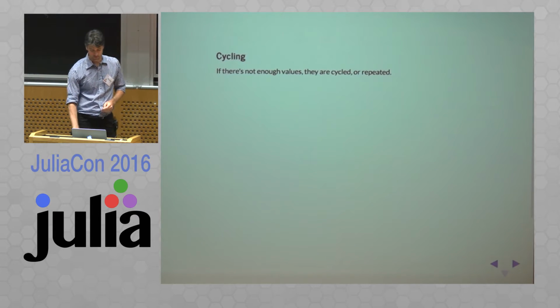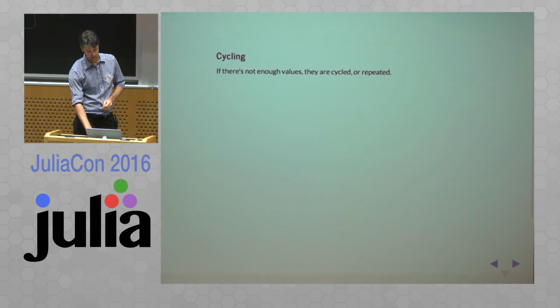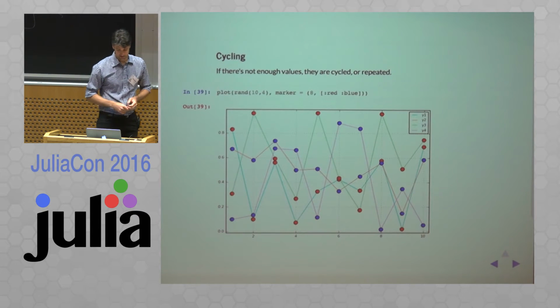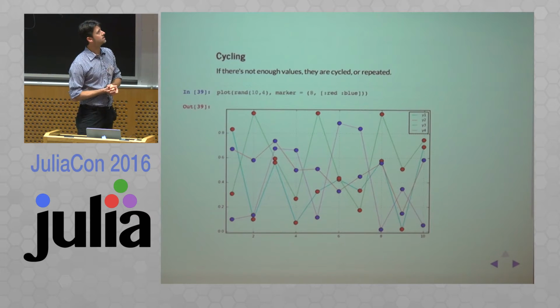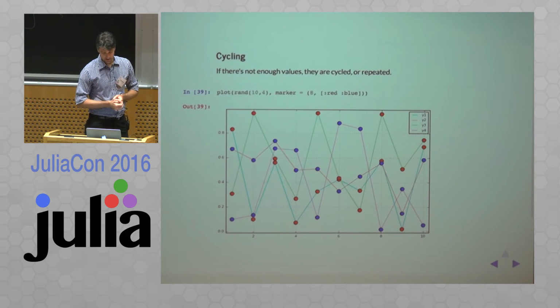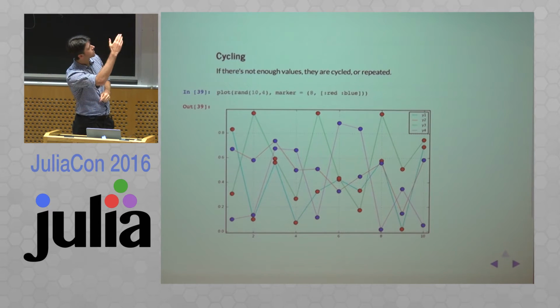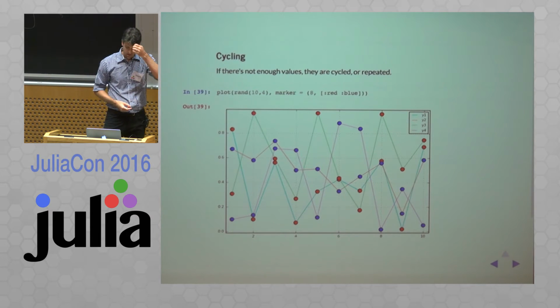So, cycling: if there's not enough values, they're repeated. And here's an example of that. The color, it's going to see in that marker argument that the red-blue matrix there is intended for marker color. And it's going to then map red to the first and third, and it's going to map blue to the second and the fourth series. And so you can see that happen right there.